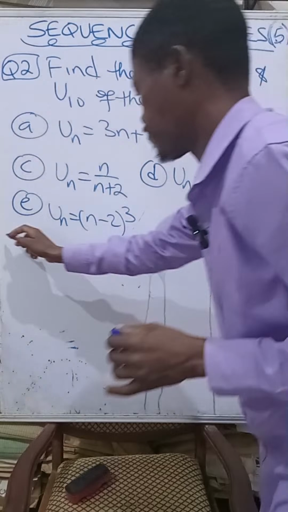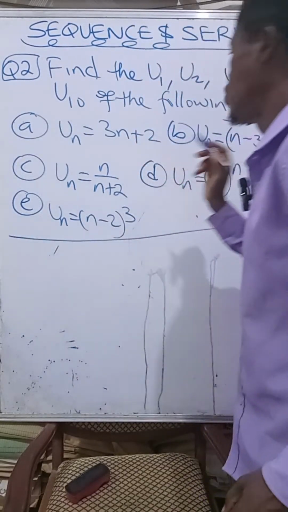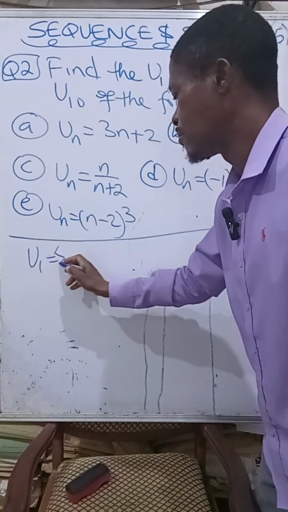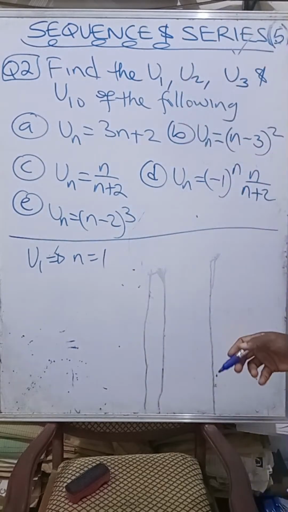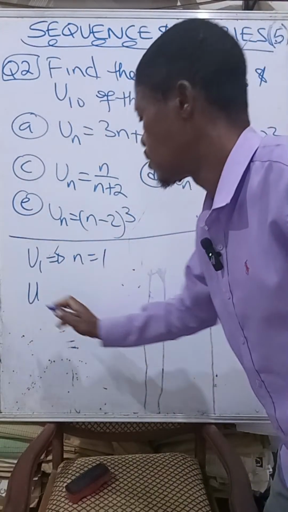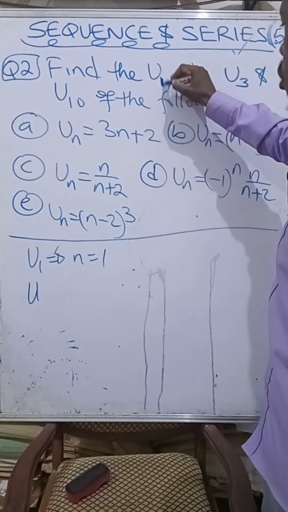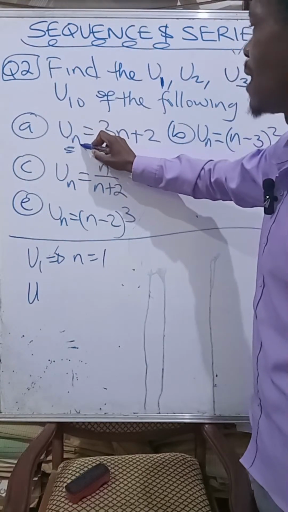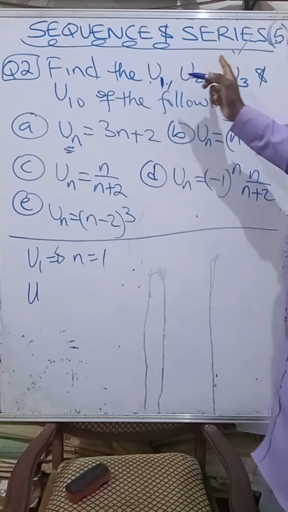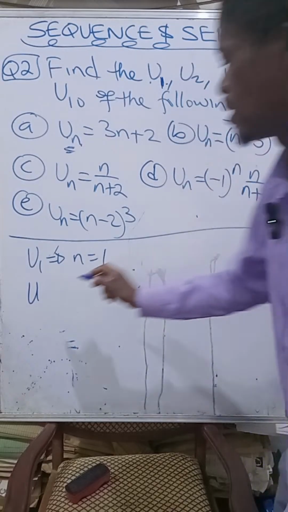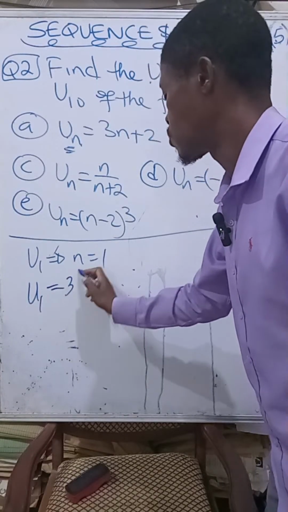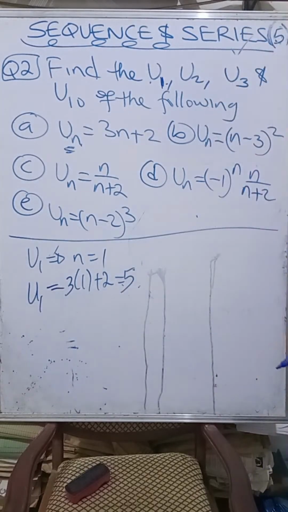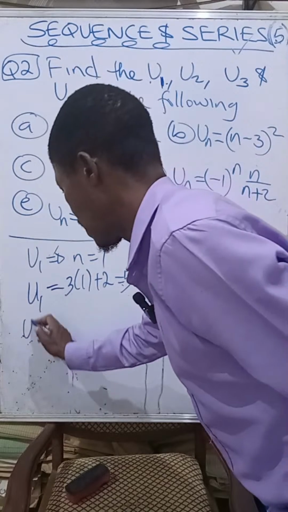The first one, we're going to find u1. For u1, this implies n is what? N is 1. So go to the formula. The subscript, this one here, you correspond it to the nth term. Okay, this is u subscript n. This is u subscript 1. Corresponding together, it implies n is what? N is 1. And then substitute into that formula. That will be 3 times 1 plus 2. That's 5. That's u1.